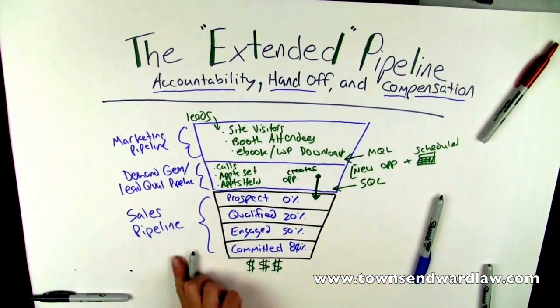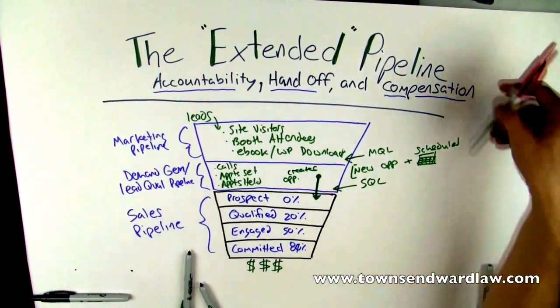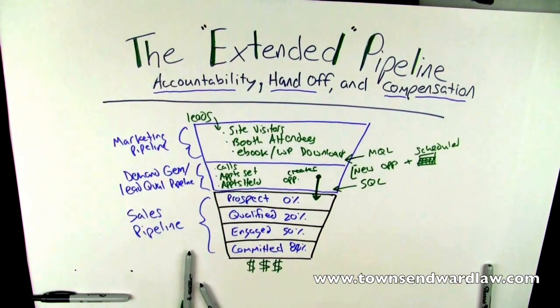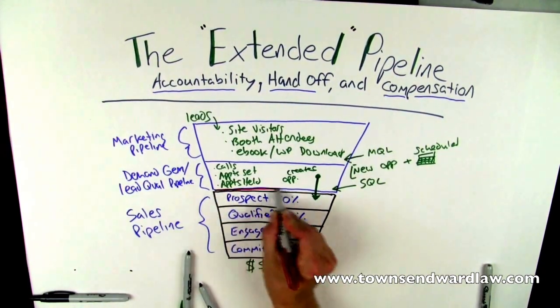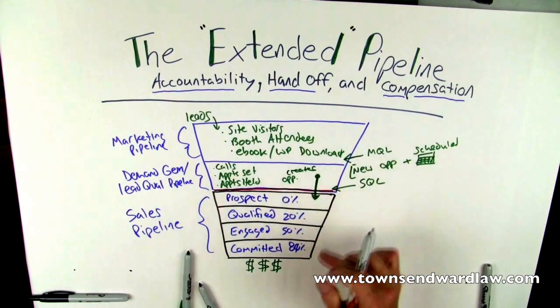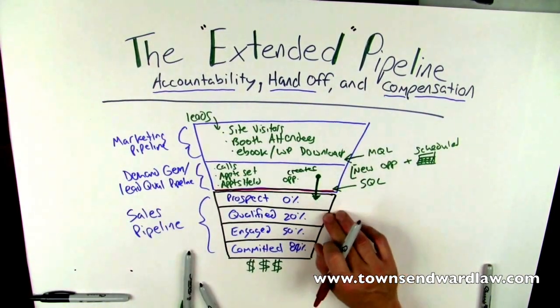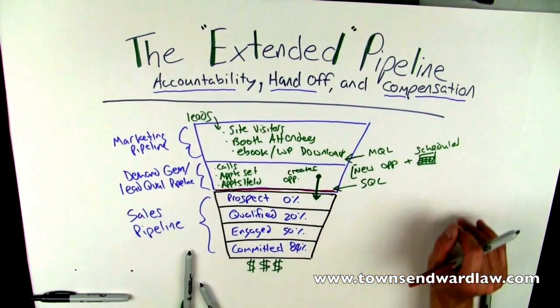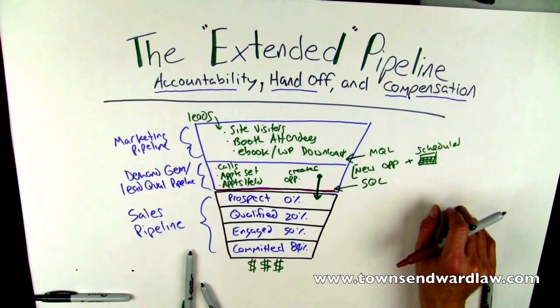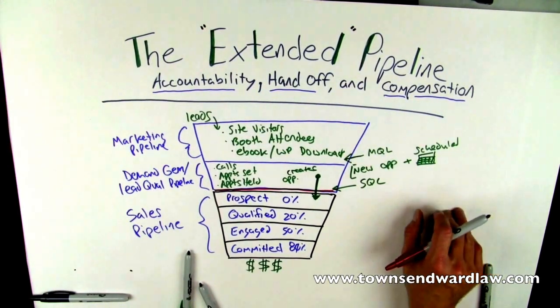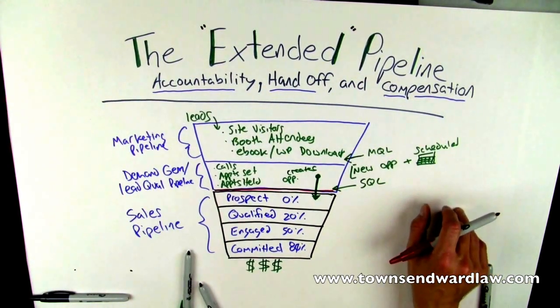The question that often comes up is, well, that sounds great, but how do you really ensure that, if this is the line of demarcation between demand gen and sales, demand gen isn't just chucking stuff over the wall, and that, obviously, sales isn't sandbagging or not handling those properly?